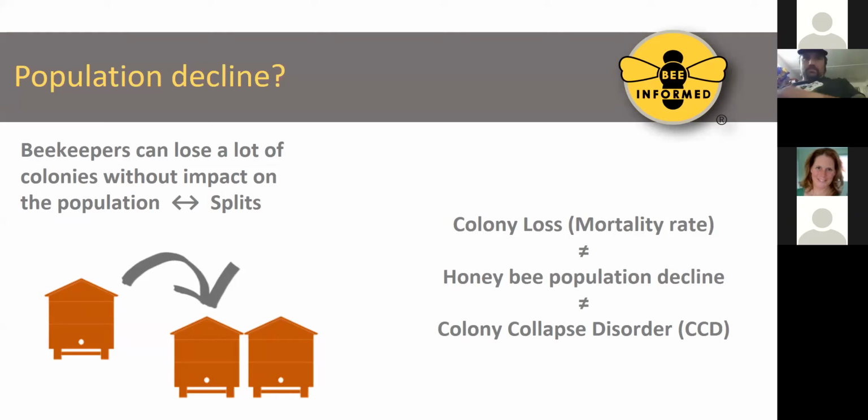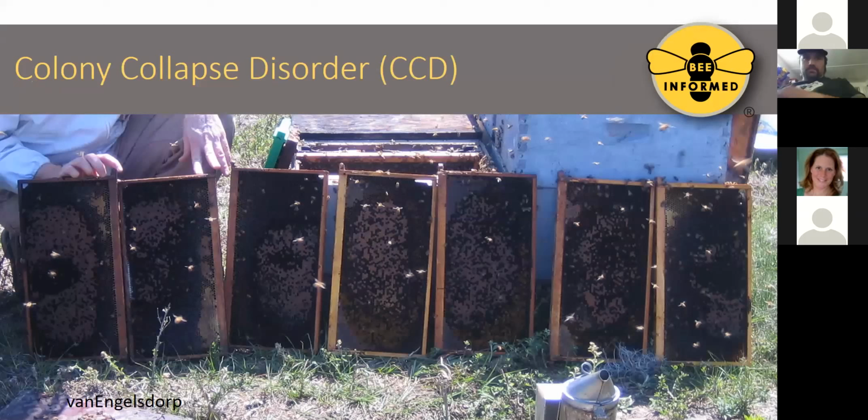So what about CCD? Well, CCD was an outbreak. It was a cluster in time and space of high mortalities with really, really weird features. The first cases were declared in the fall of 2006, and then it became more widespread in the spring of 2007. And the beekeepers were reporting large and unusual die-offs.